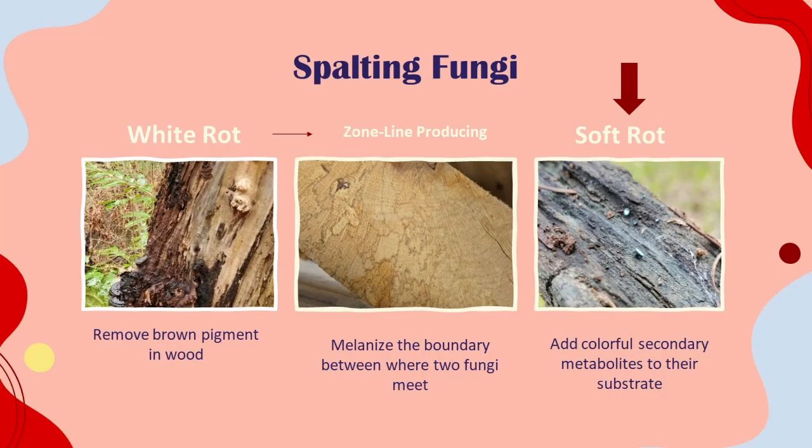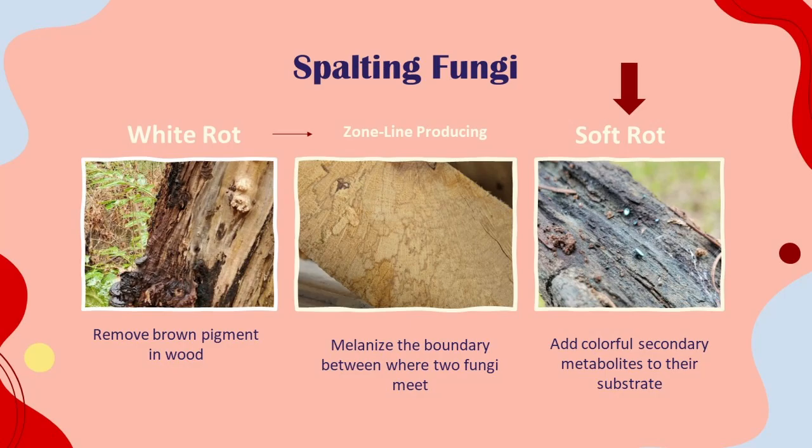Starting off, what are spalting fungi and what makes them so cool? Spalting fungi are a group of wood decay fungi that alter the color of their substrate either through the removal or the addition of pigments. And they can be classified into one of 3 groups based on this fact.